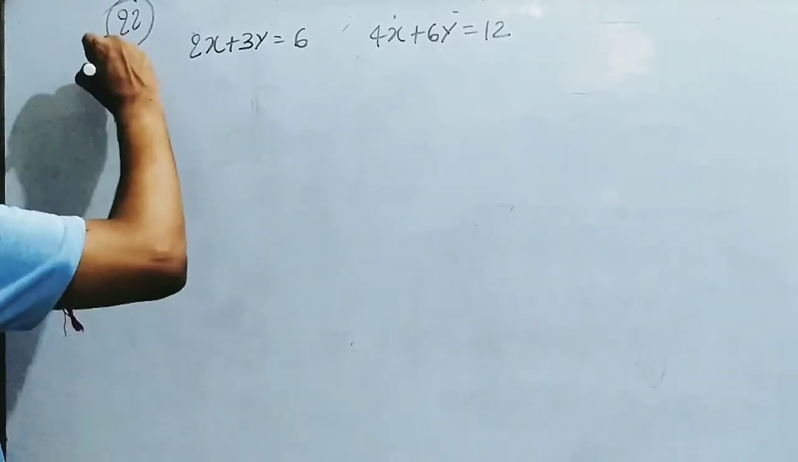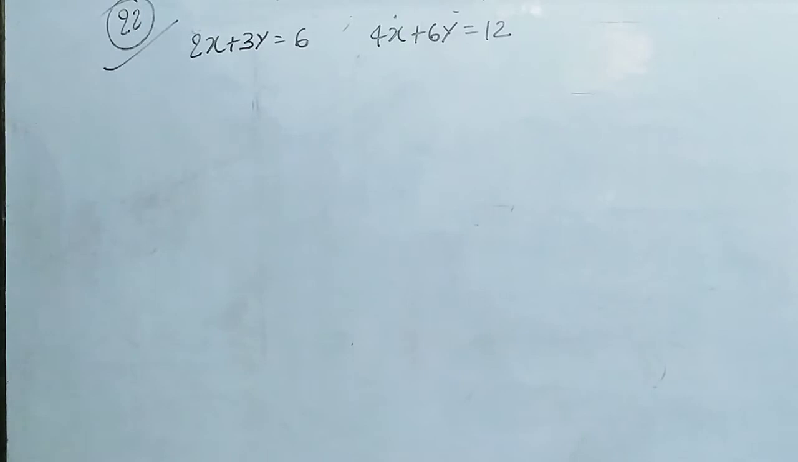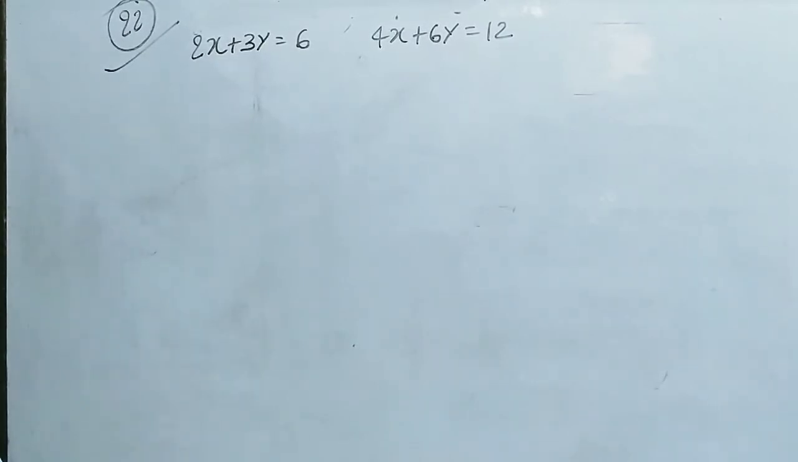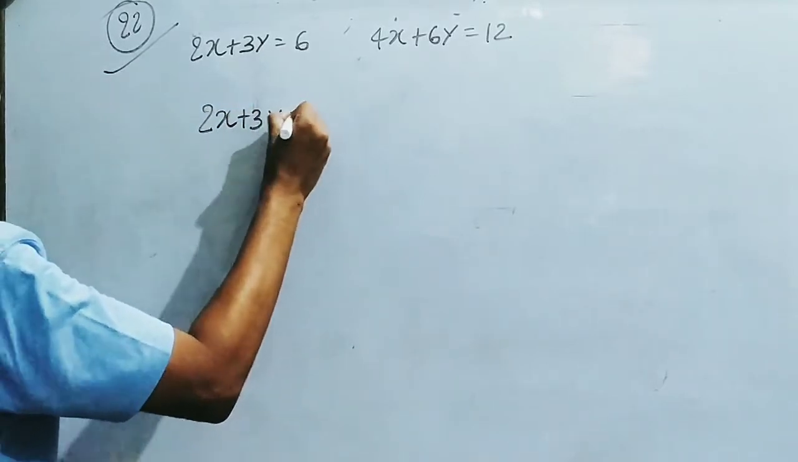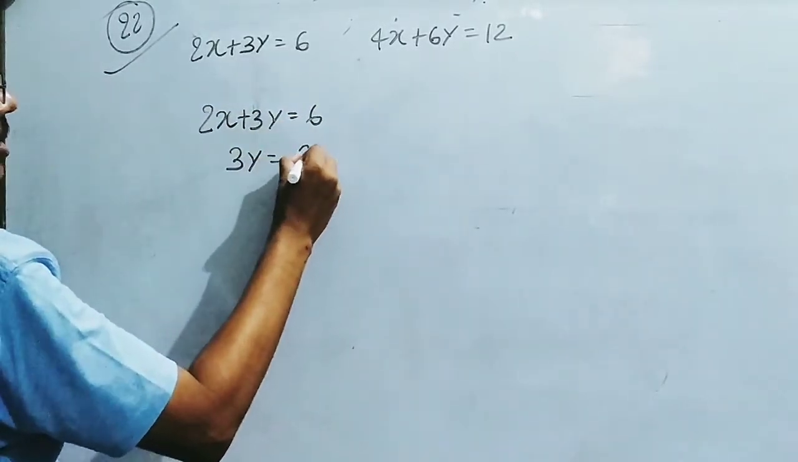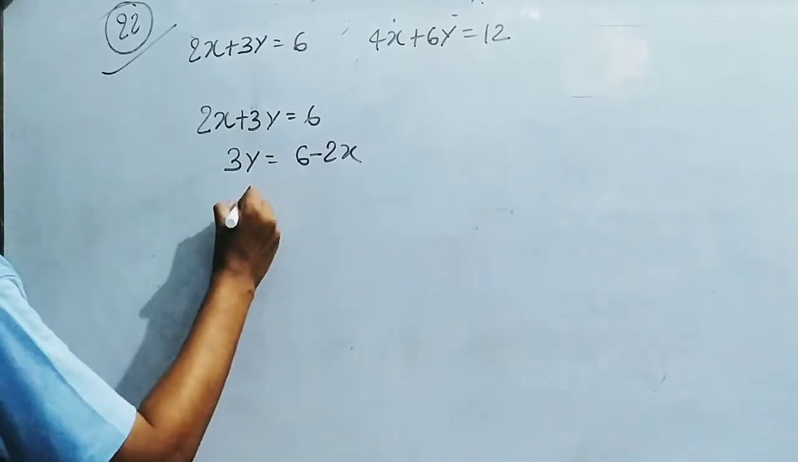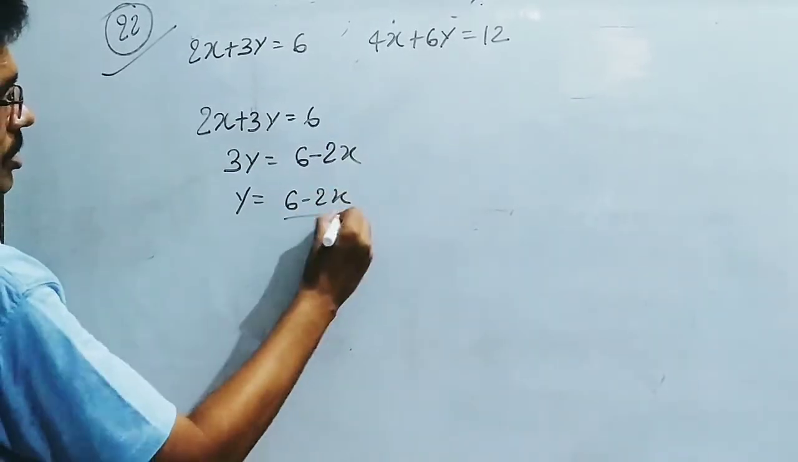Now see question number 22, that is 2x + 3y = 6 and 4x + 6y = 12. And your question is that when you solve this graphically, you get that it has infinitely many solutions. Dear student, it is clear that both graphs overlap each other. So how is it possible that both graphs overlap? That means both lines lie on the same line. So how is it possible? You draw as here. So here is 2x + 3y = 6. Then 3y = 6 - 2x. So y = (6 - 2x)/3.